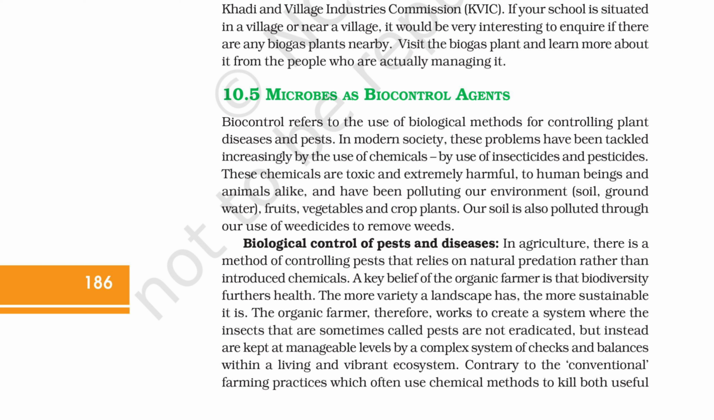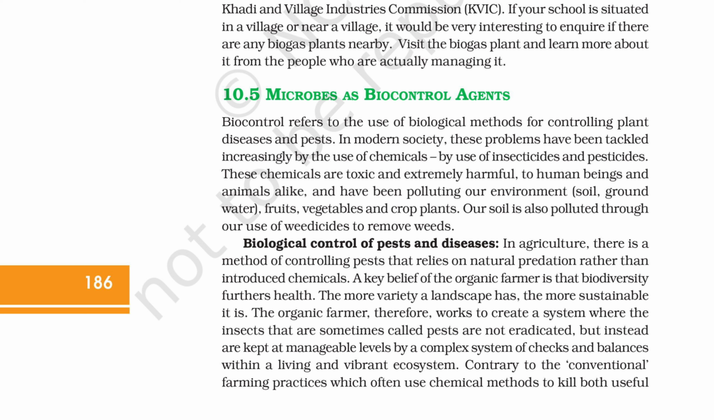Biocontrol refers to the use of biological methods for controlling plant diseases and pests. In modern society, these problems have been tackled increasingly by the use of chemicals, by use of insecticides and pesticides. These chemicals are toxic and extremely harmful to human beings and animals alike, and have been polluting our environment, soil, groundwater, fruits, vegetables and crop plants. Our soil is also polluted through our use of weedicides to remove weeds.